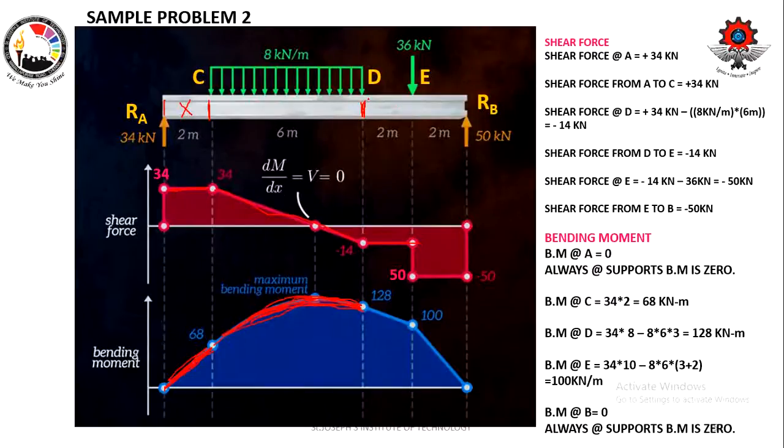Again, from D to E, there is no rate of loading. So again they have drawn a linear straight line, in the sense of an inclined straight line. Again from E to B, there is no rate of loading, hence they have drawn again a linear straight line, right?